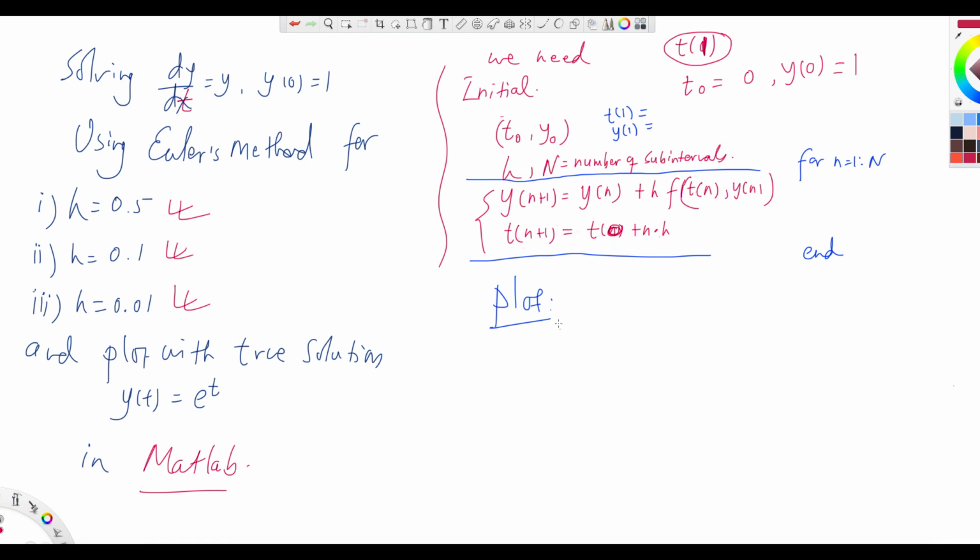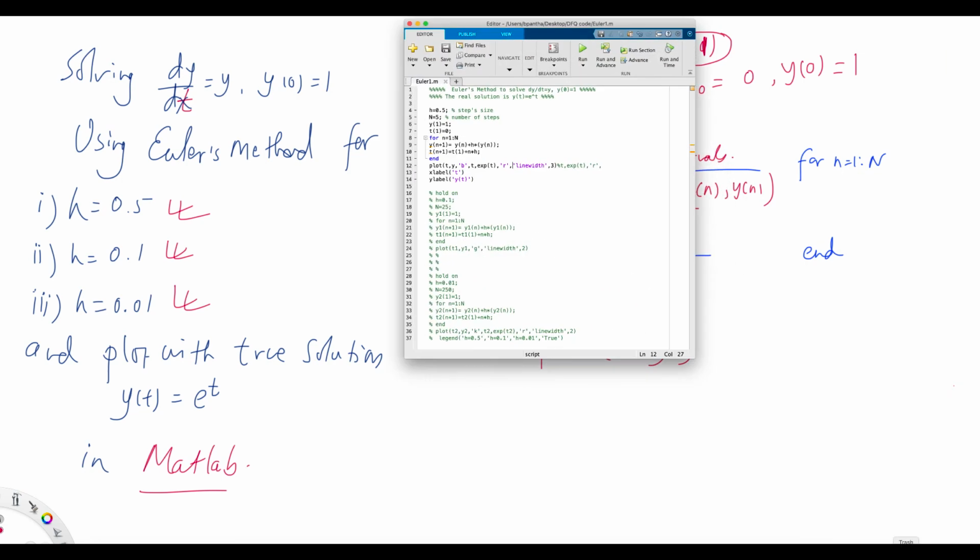That's what you do. And from this we create the ordered pairs t(n) and y(n), okay? And then at the end we will plot t versus y, because y will be all the y(n)'s and t will be all the t(n)'s, okay? So let me show you that.